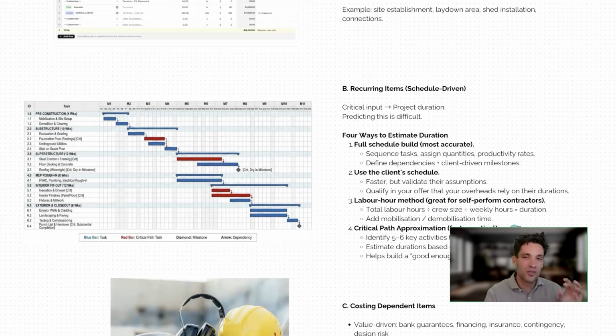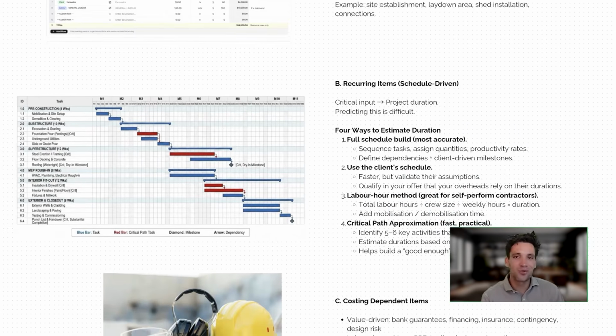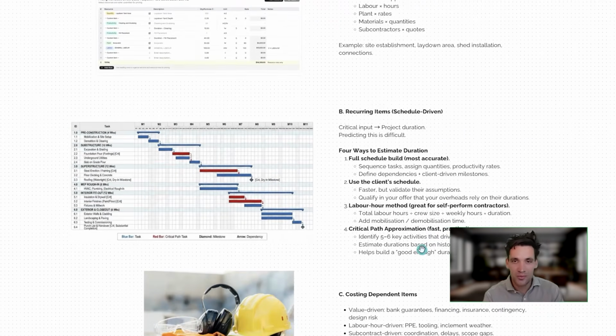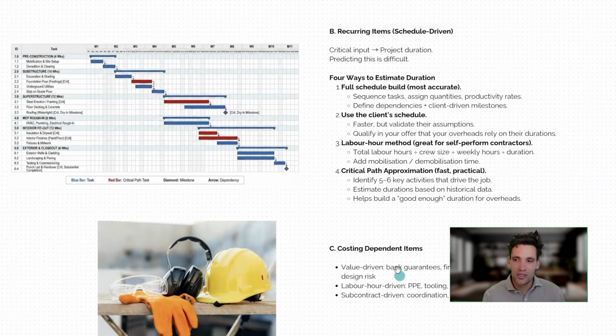Now, this works for self-performed contractors. It doesn't work for general contractors who subcontract out all their work. For general contractors who subcontract their work, your works are going to be driven by the critical path of the project. Scheduling, like anything, it's a little bit of an 80-20 process. You can probably make a really good estimate of the project duration with 20% of the work.